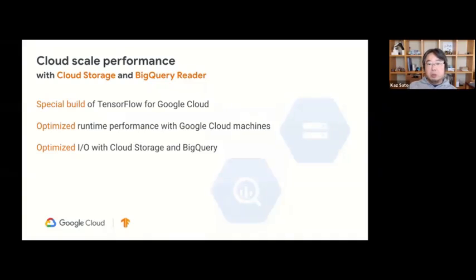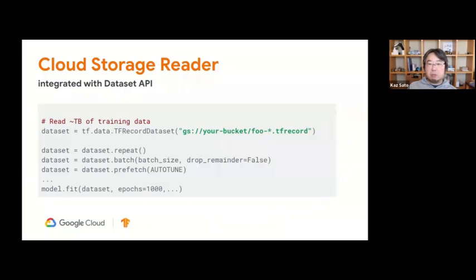So if you are using the TensorFlow Enterprise, you would automatically get the benefits of the optimized I/O performance for the Google Cloud Storage and BigQuery Reader. But you don't have to change the existing TensorFlow code so much. The data scientists can keep using the existing dataset API. This is the standard API for reading the training data from the storage.